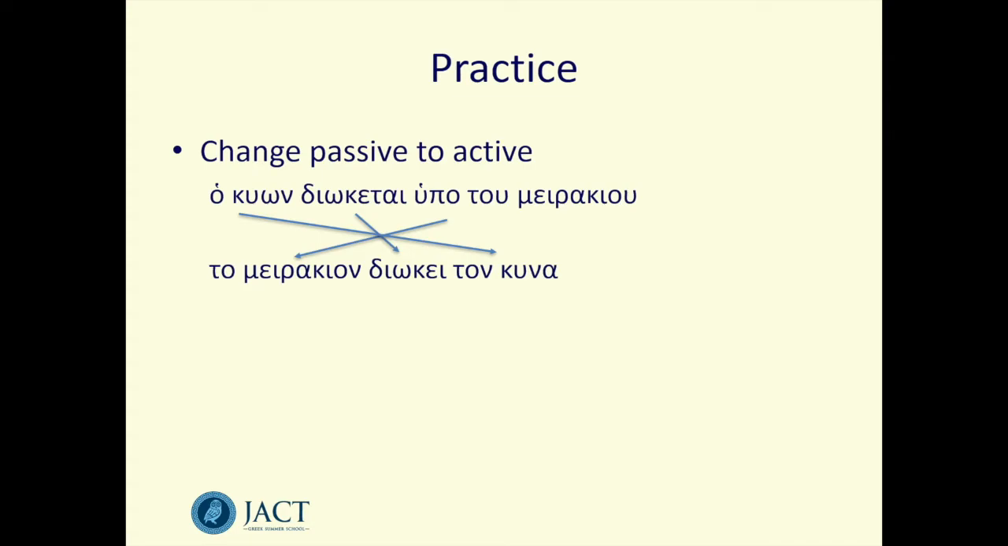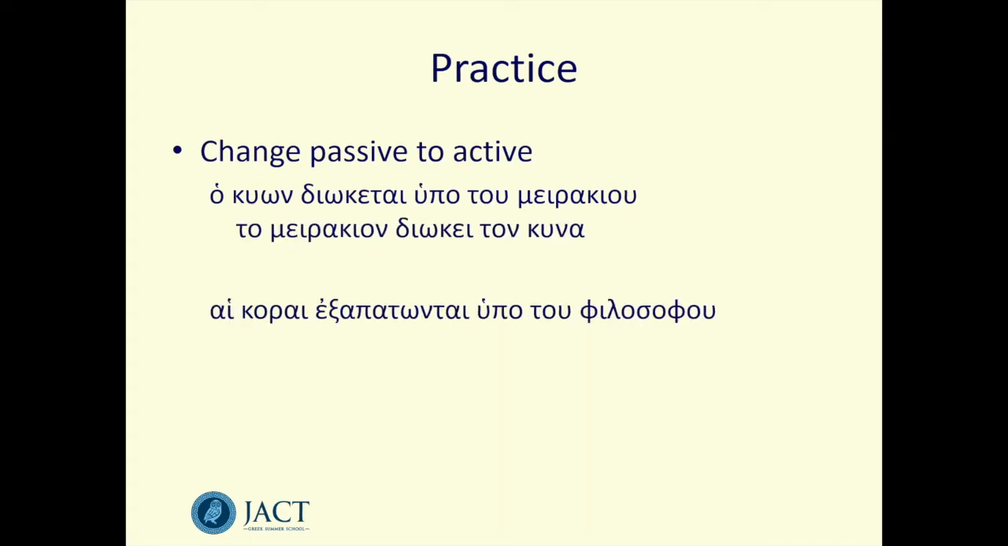Of course, as I said, Greek word order is flexible, and so this sentence could equally have had these three elements in any order. For instance, ton kuna dioke ton meirakion would be equally correct. Here is another sentence for you to try. The girls are deceived by the philosopher. Again, you may wish to pause here.